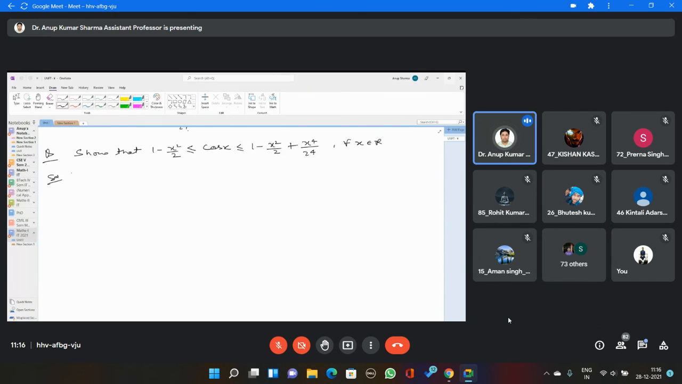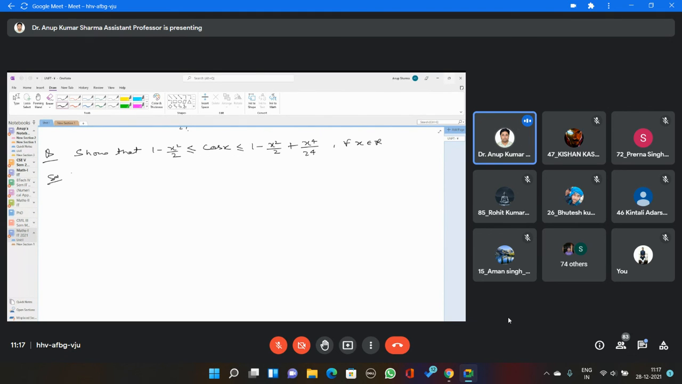So case 1 is easy. When x is equal to 0, 1 minus x squared by 2, cos x and the right side all have the same value 1. That's enough; the condition is satisfied for x equal to 0. Next we go to x greater than 0. The last question we did in the same manner. You proceed ahead, and in the next class I will discuss it. So you try this one.